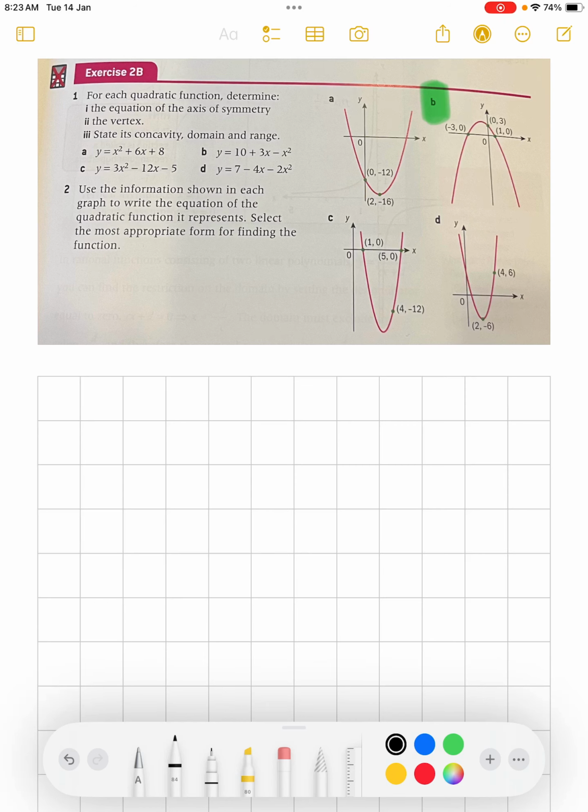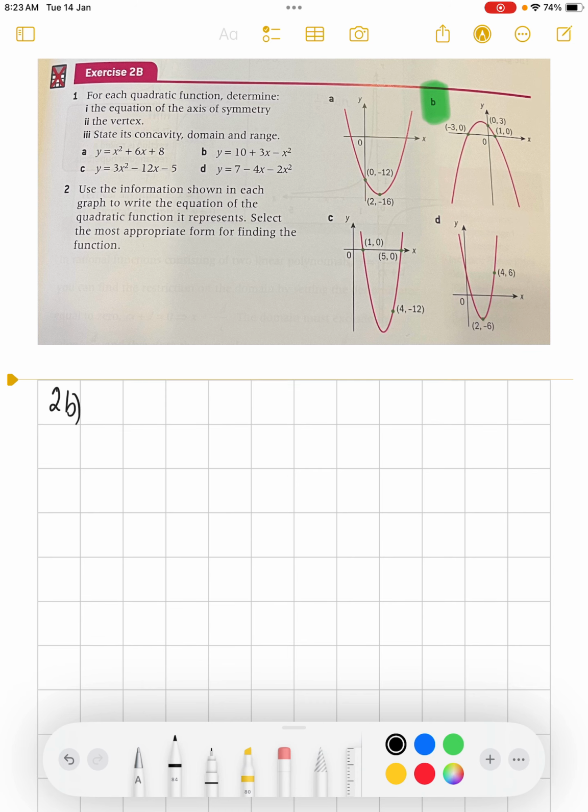I'm going to be looking at question 2b. Question 2b says to use the information shown in each graph to write the equation of the quadratic function it represents. Select the most appropriate form for finding the function. Well, what have I got? I've got the two intercepts, at -3, 0 and at 1, 0. And I've got the y-intercept at 0, 3.